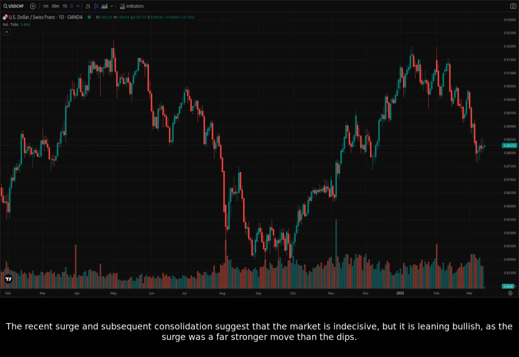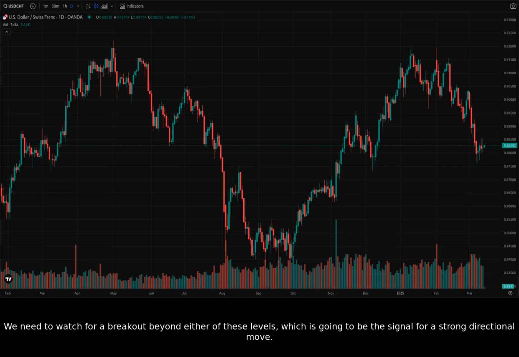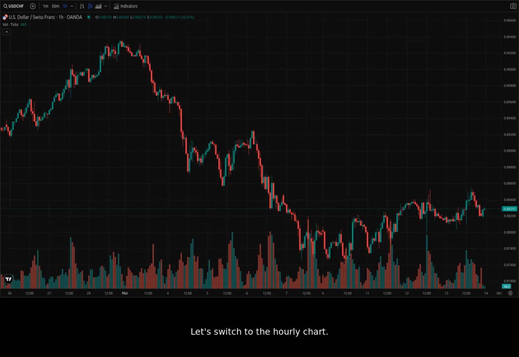The recent surge and subsequent consolidation suggest that the market is indecisive, but it is leaning bullish, as the surge was a far stronger move than the dips. We need to watch for a breakout beyond either of these levels, which is going to be the signal for a strong directional move. Let's switch to the hourly chart.